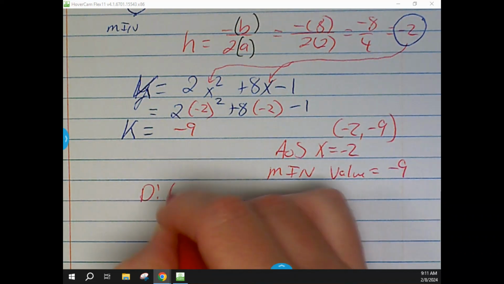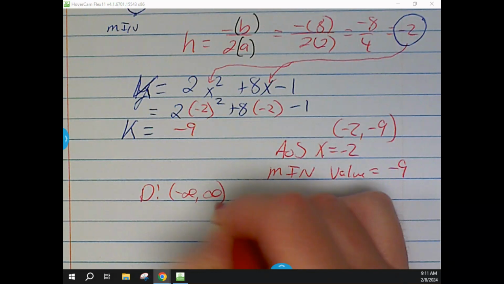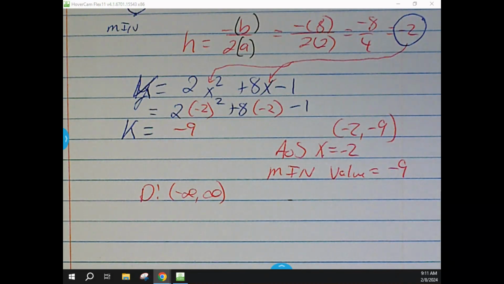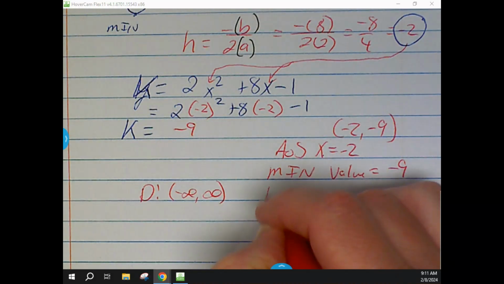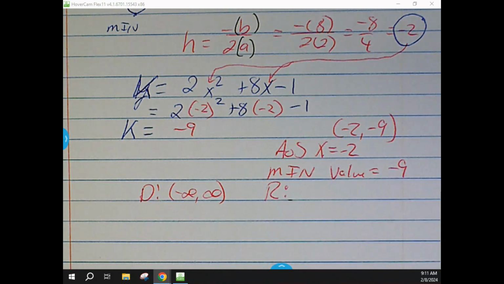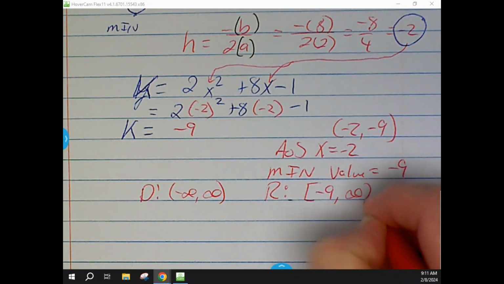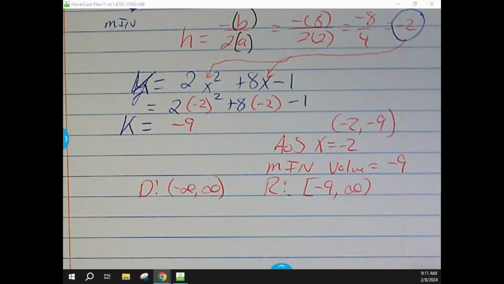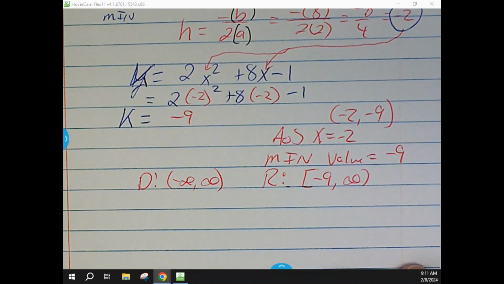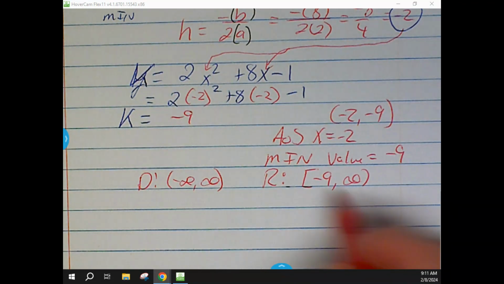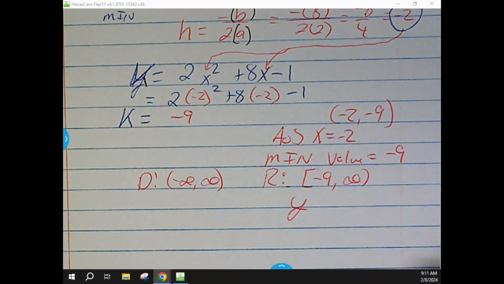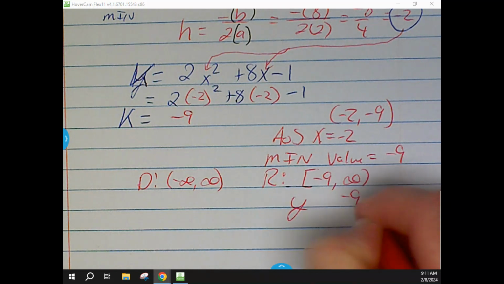Domain, and again, probably test-wise, I'm not even going to ask for domain because it's always the same answer. It's always -infinity to infinity on that one, so I'm pretty much going to skip to the range. And since that's the minimum value for the range, that means we have to start with that number, and then we're going up to infinity. And again, I think Math Excel, a lot of times on this one, instead of doing interval notation, they're going to make you write it with an inequality.